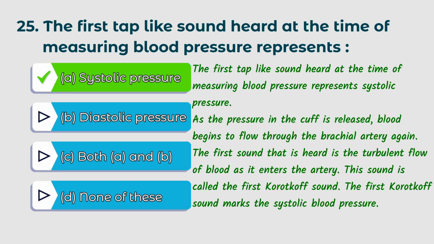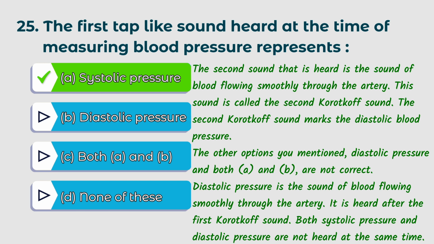As the pressure in the cuff is released, blood begins to flow through the brachial artery again. The first sound that is heard is a turbulent flow of blood as it enters the artery. This sound is called the first Korotkoff sound. The first Korotkoff sound marks the systolic blood pressure. The second sound that is heard is the sound of blood flowing smoothly through the artery. This sound is called the second Korotkoff sound. The second Korotkoff sound marks the diastolic blood pressure.